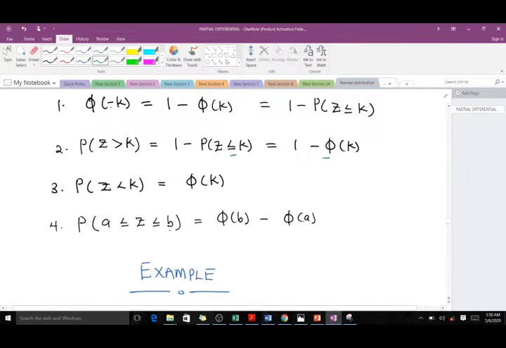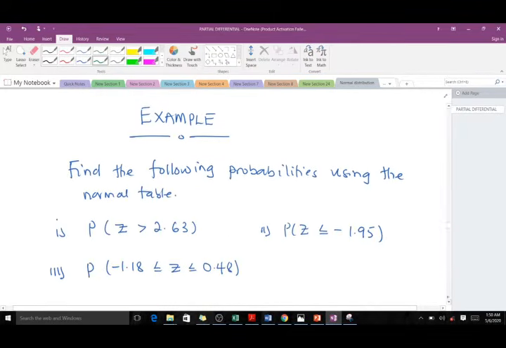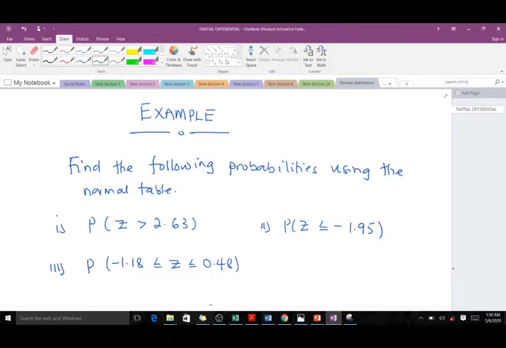Okay, right, so let's take examples. We are just learning how to read a probability using a normal table, because if you can't do that, then you can't solve any question regarding a normal distribution. That's the most important thing we do here. So we are to find the following probabilities using the normal table, and this is the first one, this is the second one, and this is the third one.